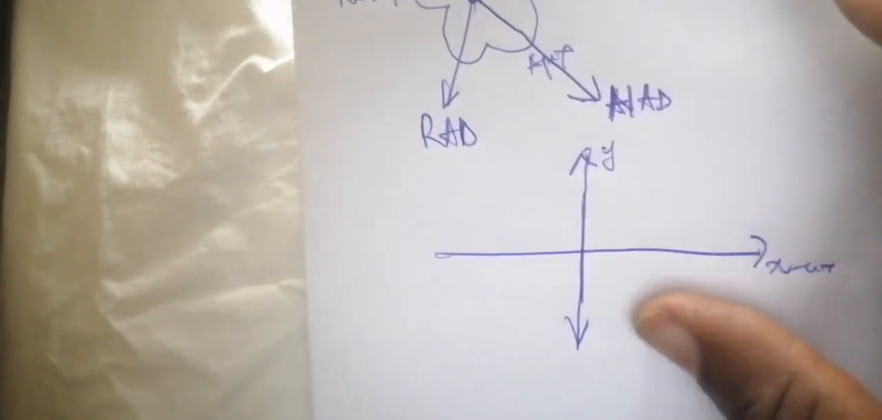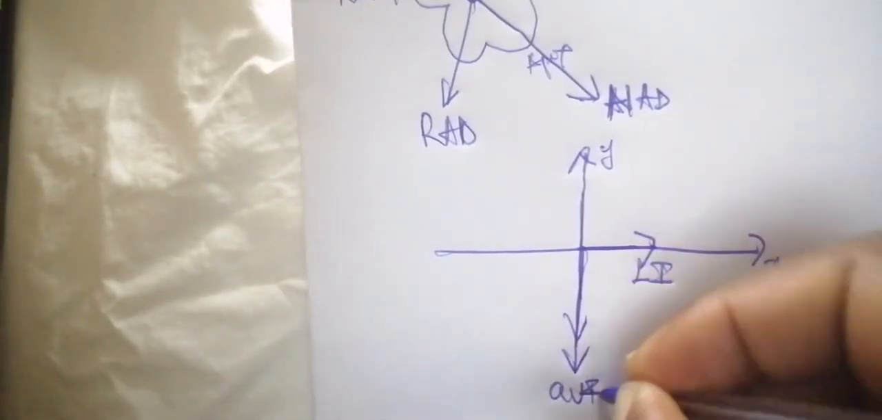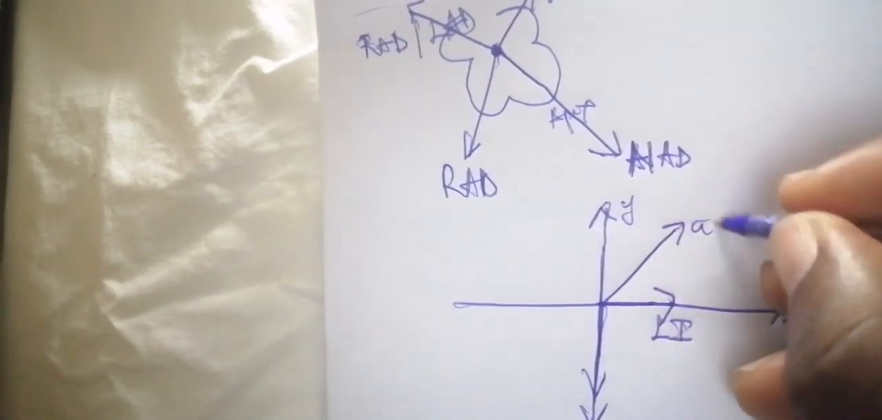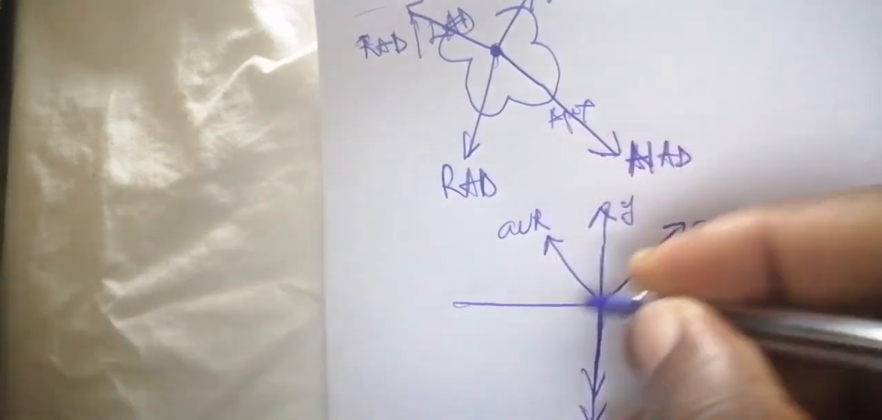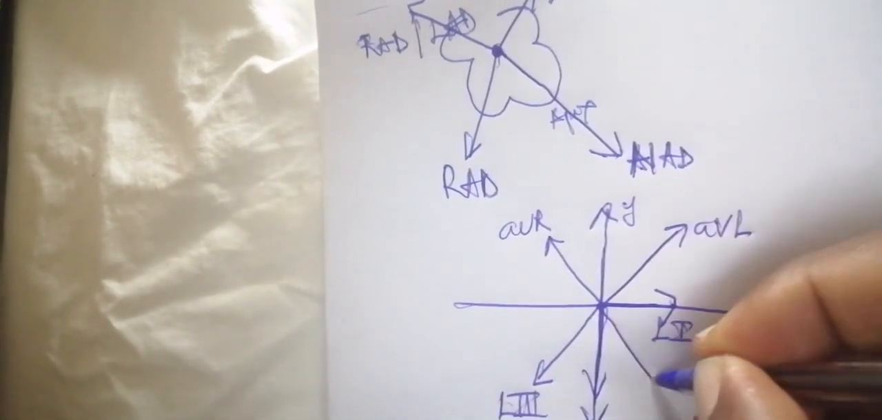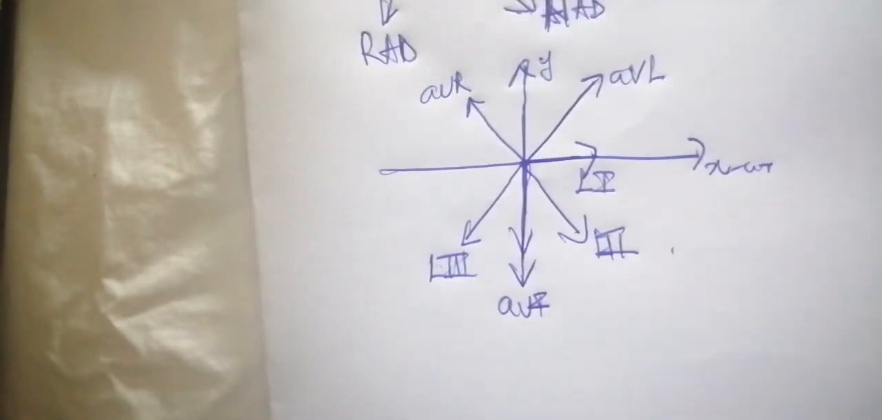You have to know that the limb lead 1 is going to be located here. The limb lead AVF is going to be located here. The limb lead AVR goes in this direction. Here is limb lead 3, and lastly here is limb lead 2. So those are the different leads.